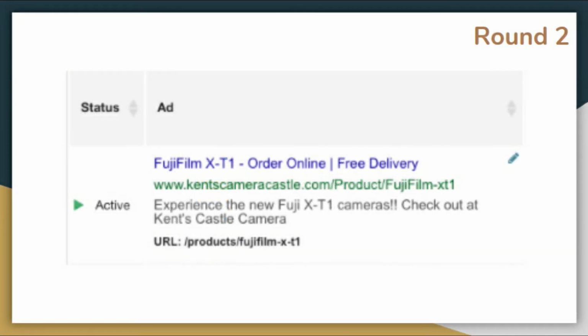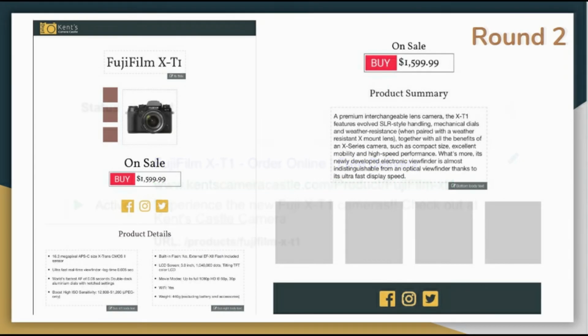In the first headline, we put the camera model in it, Fujifilm X-T1, and in the second headline, we use the words free delivery to attract customers' attention and to persuade them to click on the ad and hopefully purchase at Ken's Camera Castle. For the landing page, we chose a different template, one focusing on sales. For the product details and product summary, we also put the outstanding specifications and features of the product that would attract customers.